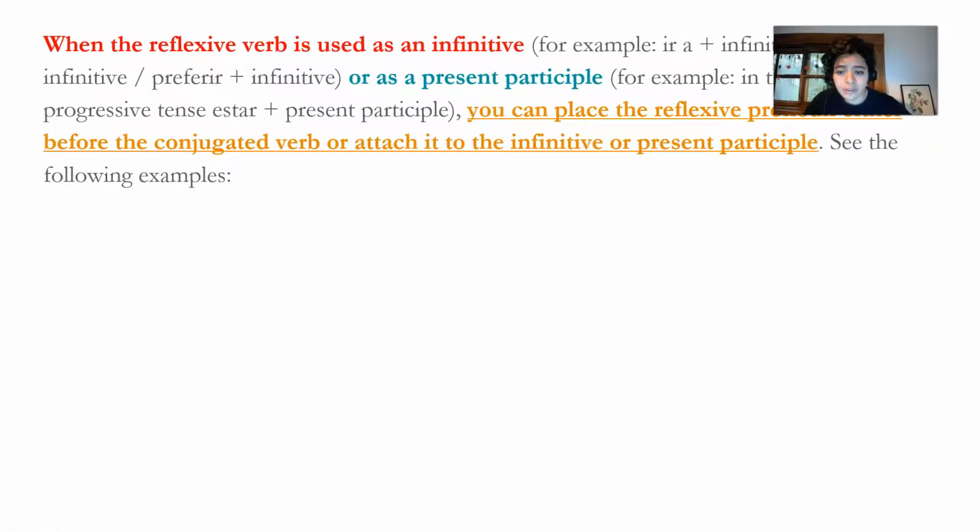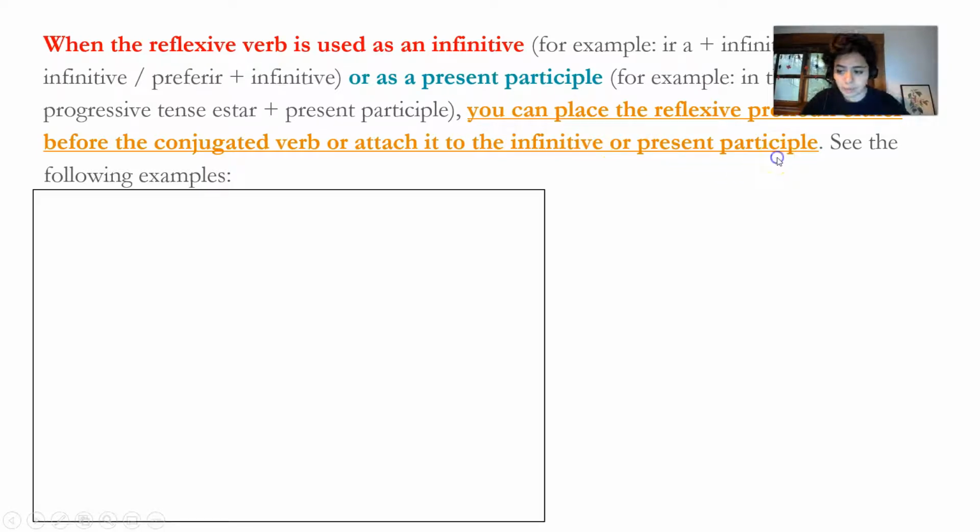When the reflexive verb is used as an infinitive, as we have seen in structures like ir a plus infinitive, deber plus infinitive, preferir plus infinitive, or as a present participle, as we have seen in the present progressive tense, which is the verb estar conjugated plus a present participle. So you can either place the reflexive pronoun before the conjugated verb or attach it to the infinitive or the present participle. And we're going to see some examples.